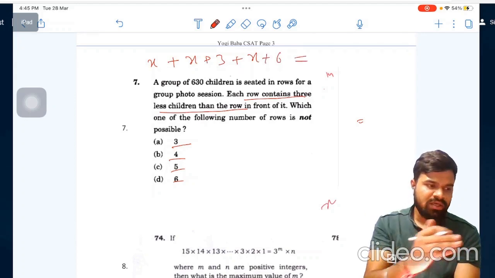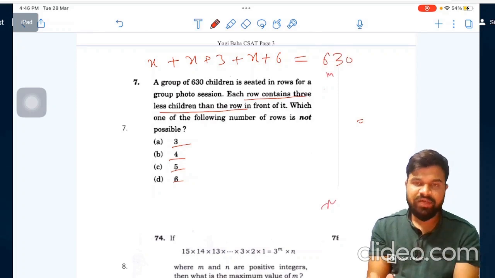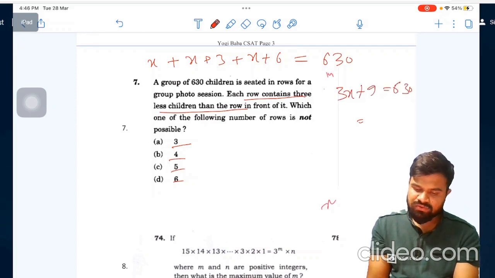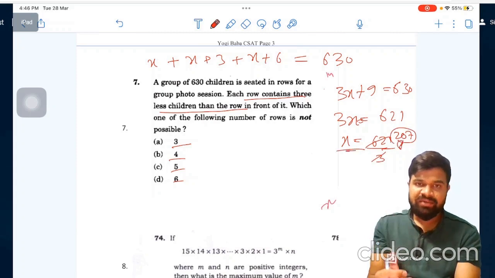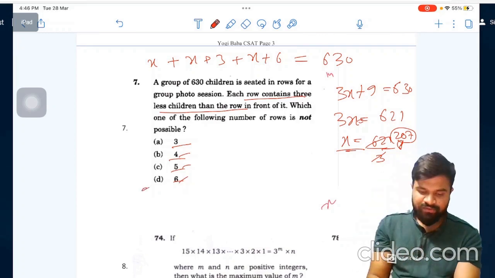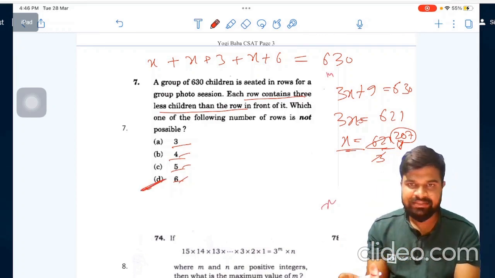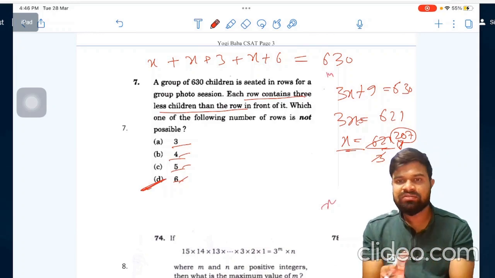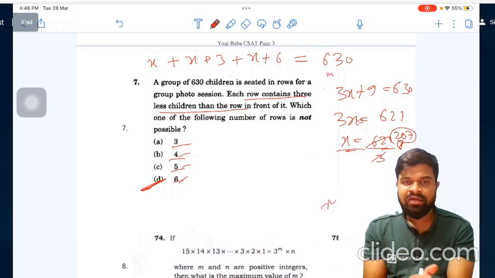And the total number of children should be equal to 630. This will become 3x plus 9 is equal to 630. And so 3x is equal to 621, and x is equal to 621 by 3. So that will give you 207. So it is possible. Similarly, you do it for 4, 5, 6. You will find that six rows are not possible because the answer will come in decimals, and that cannot be true for children, because children are entities that cannot be divided.